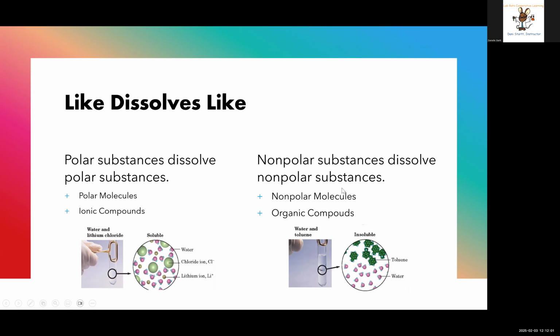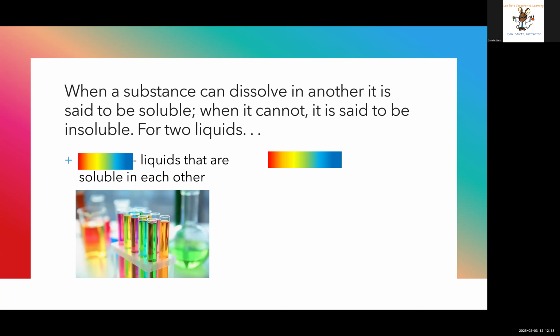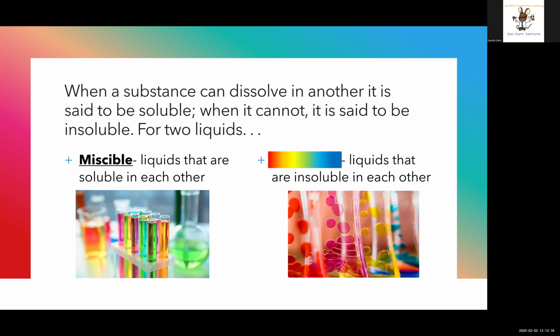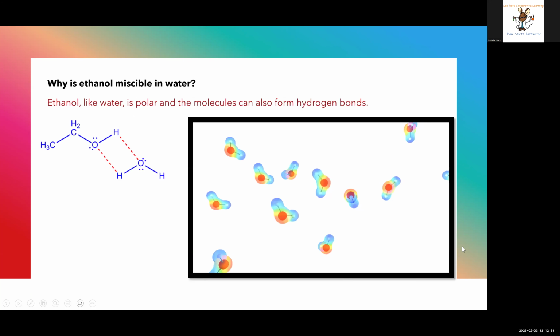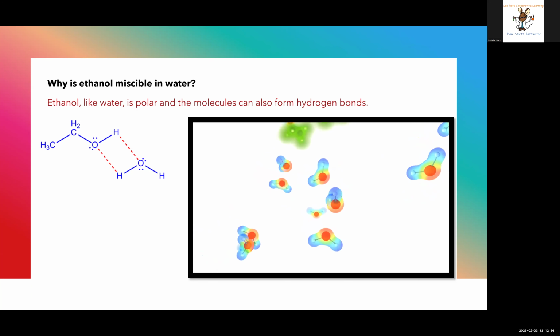Nonpolar dissolves nonpolar. When a substance can dissolve in another substance, it's said to be soluble. When it cannot, it's said to be insoluble. But we have two specific words that we use when we're referring to liquids, and that is miscible, liquids that are soluble in each other, and immiscible, liquids that are insoluble in each other. So, water and oil in this case, over here with your immiscible, shows that they are insoluble in each other.